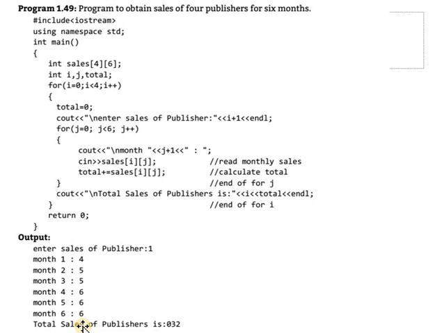Here is another program for a two-dimensional array. The program obtains the sales of 4 publishers over 6 months. So here the sales array is declared, which has a row size of 4 and a column size of 6. See this example.